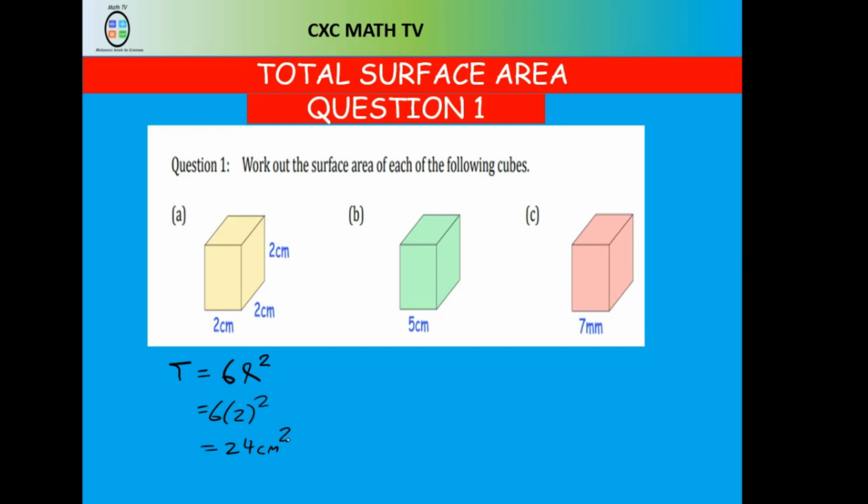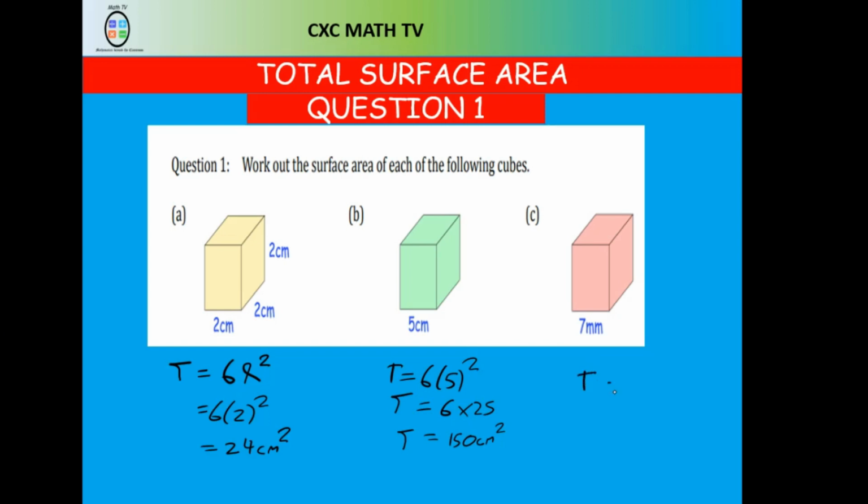24 centimeters squared. This one, total surface area 6 times 5 squared, and 5 squared, I believe, is 25. So we have 6 times 25, and I think that should be 150 centimeters squared. Remember, area is in centimeters squared.